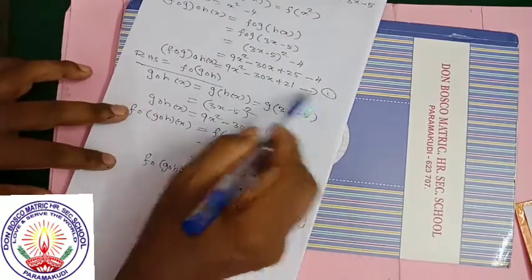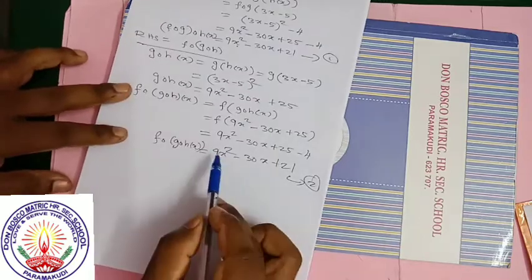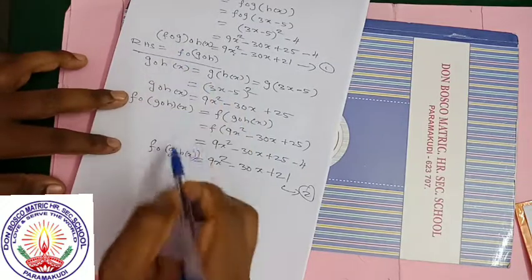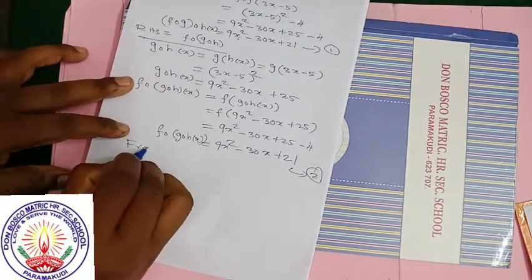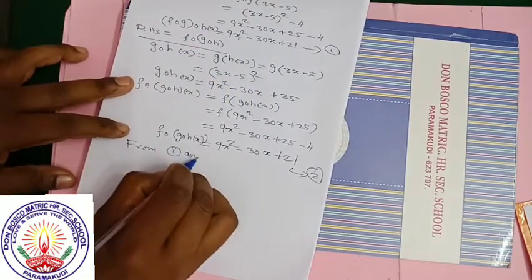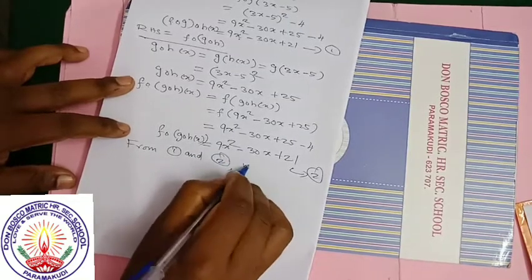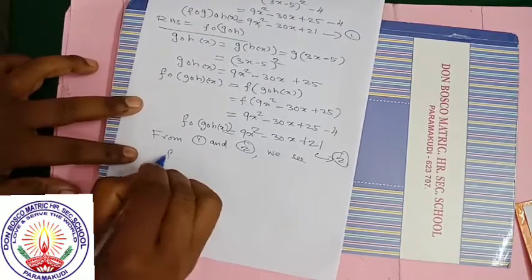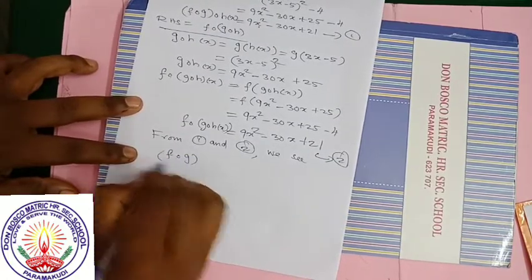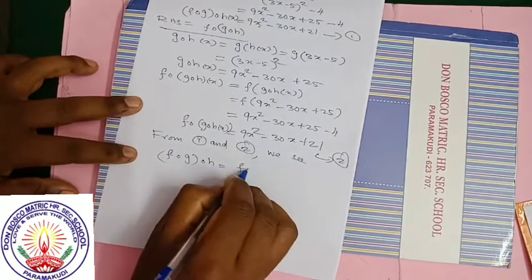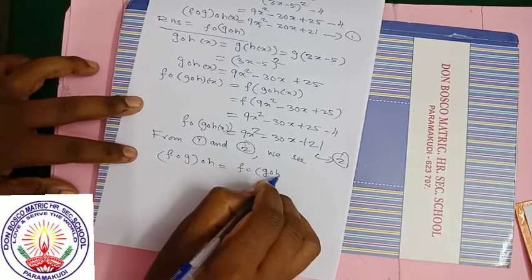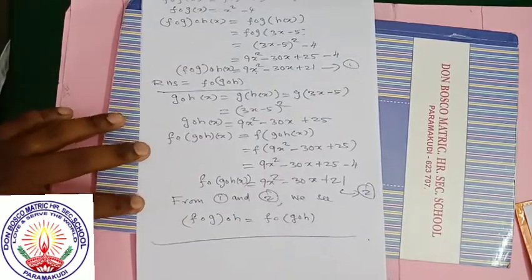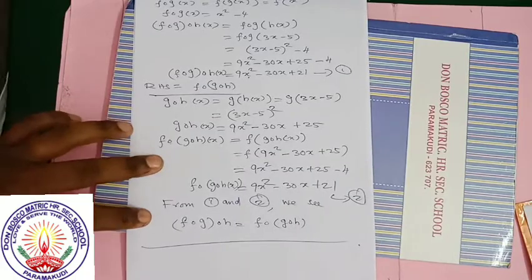Now look at equation number 1. 9x square minus 30x plus 21. 9x square minus 30x plus 21. So therefore left hand side and right hand sides are equal. So from 1 and 2 we see left hand side equal to right hand side. Therefore f composition g composition h is equal to f composition g composition h. So like this you can solve the remaining two subdivisions also as a homework. Thank you.